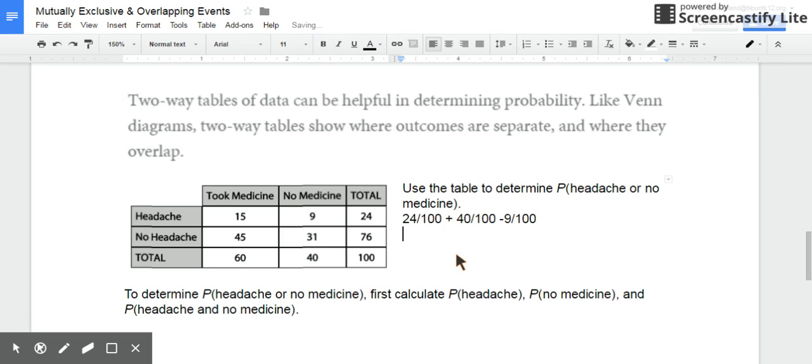All right, so what does that give us? 24 plus 40 is 64. And if we subtract out 9 from that, that would be 55. And that is the probability that you had a headache or you took no medicine. And that is mutually exclusive events and overlapping events, and that is how we calculate probability. So let's go over questions and go over two-way tables and go on from there.